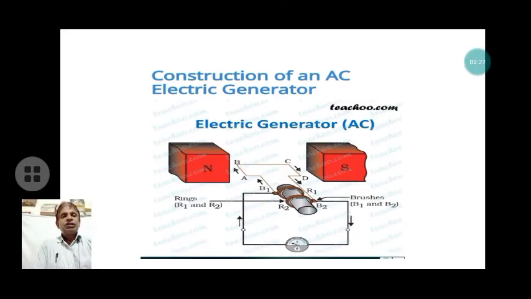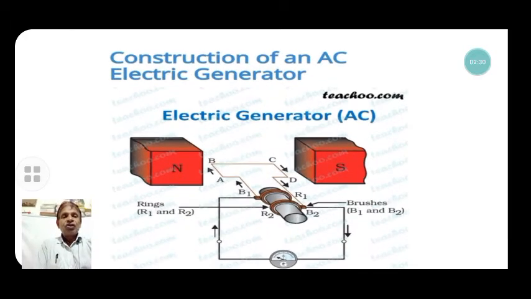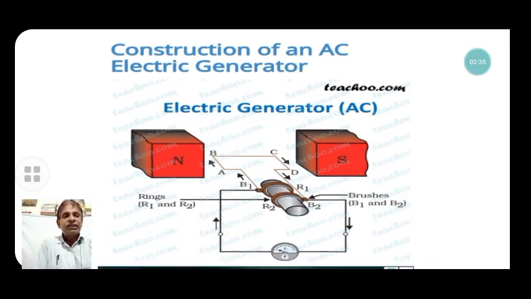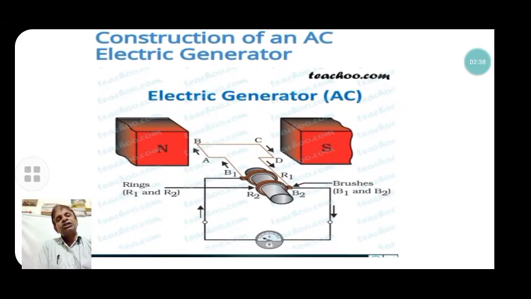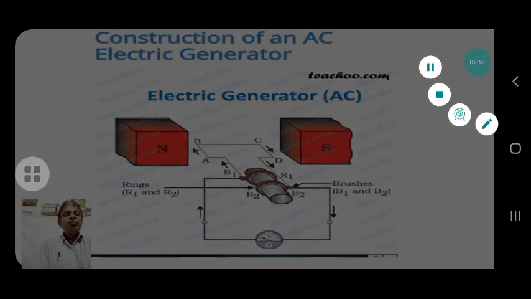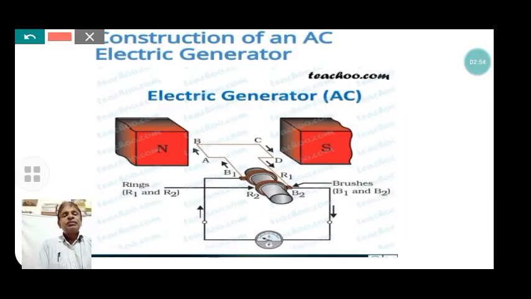Here is the illustrated and labelled diagram of the construction of an AC electric generator. The main parts installed in the generator are a strong permanent magnet. It may be two magnets also, or a horseshoe magnet, one magnet way. The north pole and south pole of the magnet produce the magnetic field. ABCD is the armature coil. One turn of the armature coil is shown in the figure.